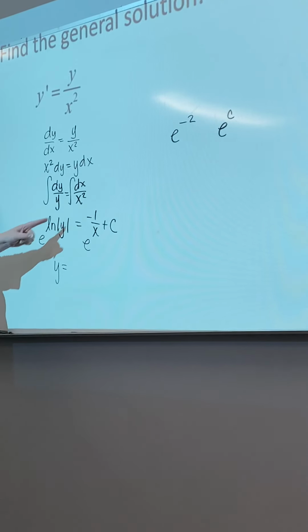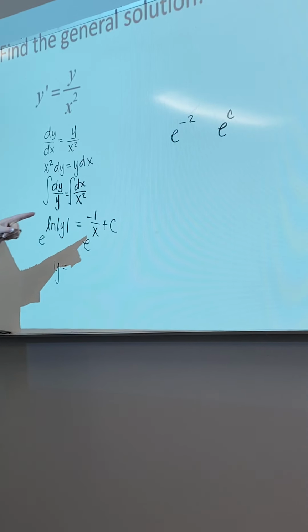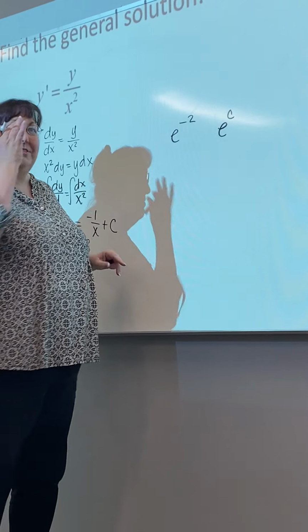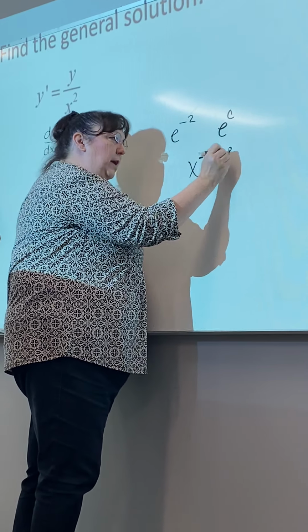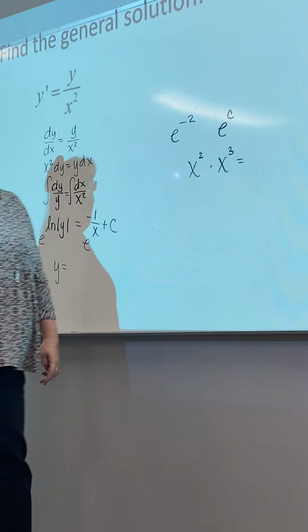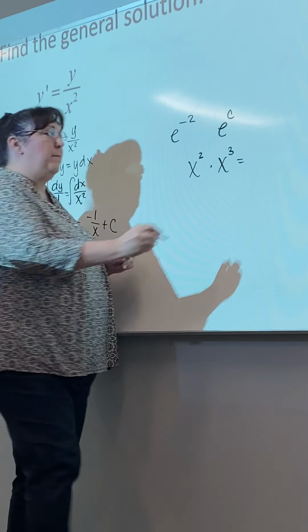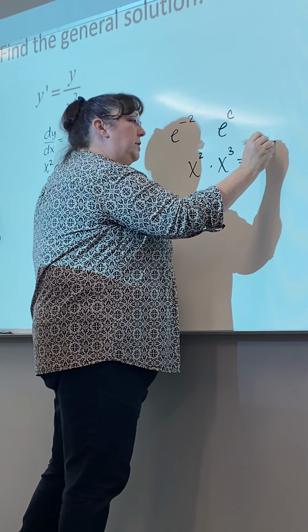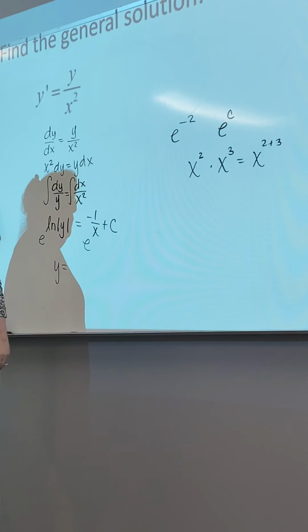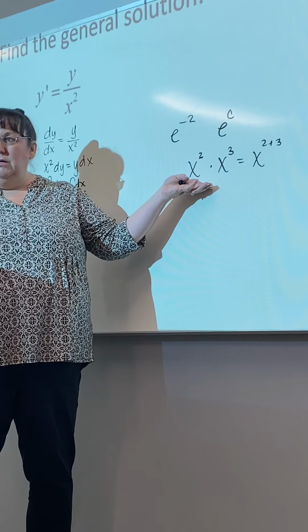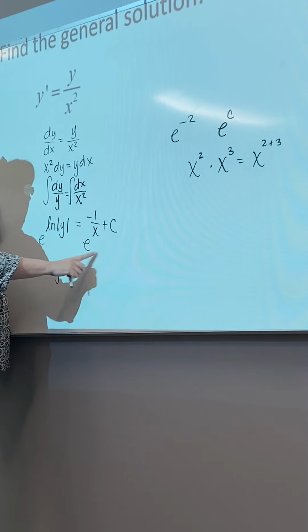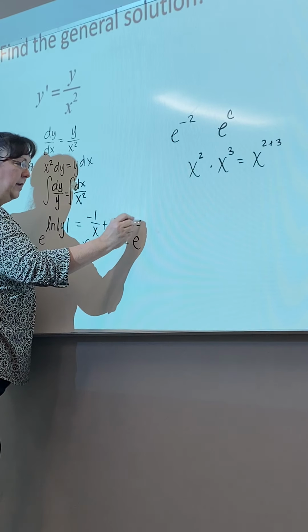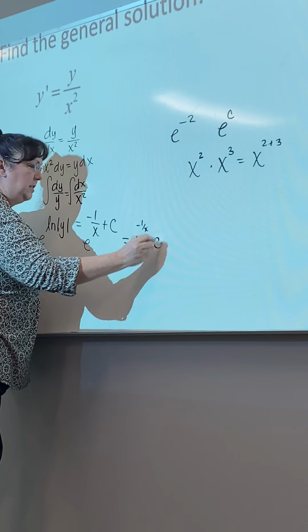Now, on this side, we can actually simplify that more. Here's why. Okay, let's review exponent stuff. If I gave you x squared times x cubed, what would that equal? X to the fifth. Why? Because you did x to the 2 plus 3, right? So if it's written like this, can't I go backwards to here? So isn't this the same thing as e to the negative 1 over x times e to the c?